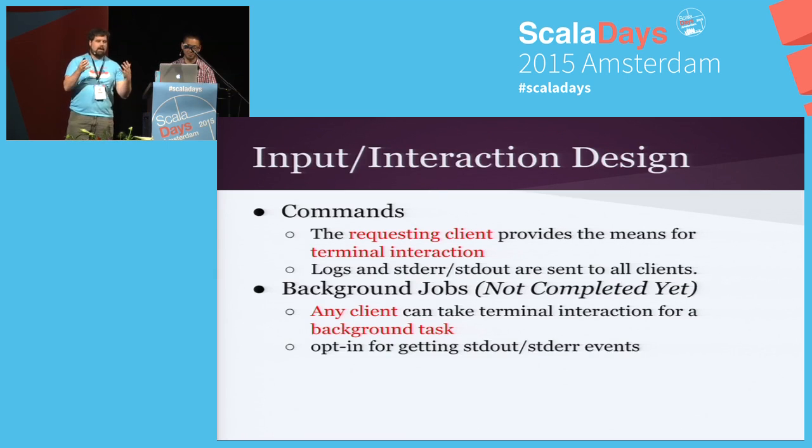So the next problem we had after we created background jobs is input interaction design. I want to spin off this thing like the Scala REPL, and I want to be able to type in the SBT terminal to the Scala REPL and get back its output, specifically as this client. So we have this notion that the requesting client needs to provide the means for terminal interaction with a particular guy. Logs and standard out will be sent back to all clients. This interface is not completely done yet. Right now, we can spin off background tasks, we can keep track of them, we can kill them. But we don't have this notion of interaction and controlling standard in and standard out that needs to occur for these things to be done correctly.